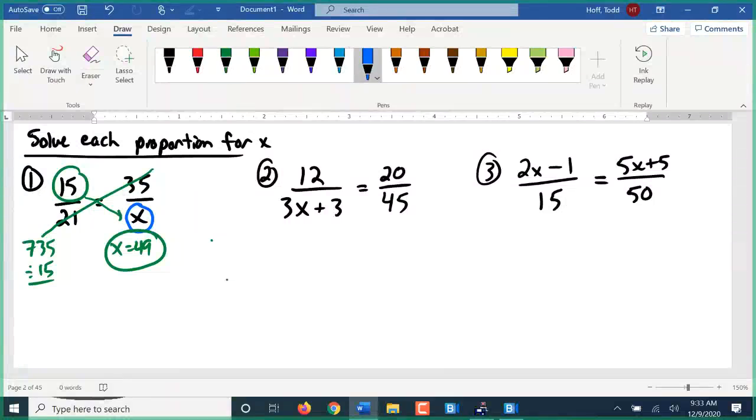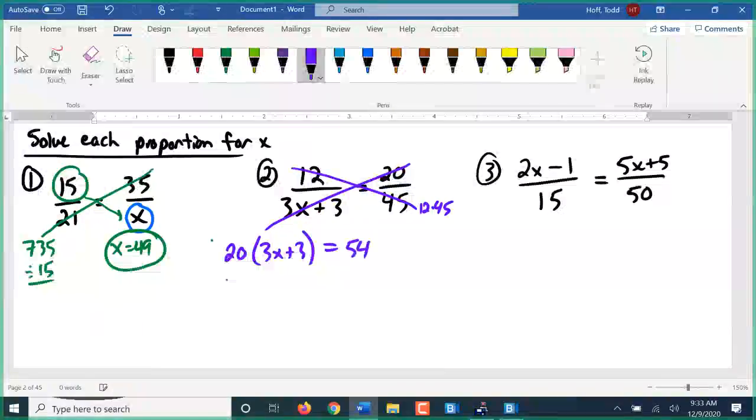For the second one here, because x is not by itself, we can't use the shortcut. We're going to have to use the full cross multiplication. So going this way, we have 20 times 3x plus 3. And that has to equal, going this way, we have 12 times 45, which is 540. So now to solve this, we'll distribute the 20. 20 times 3x is 60x. 20 times 3 is 60, equals 540.